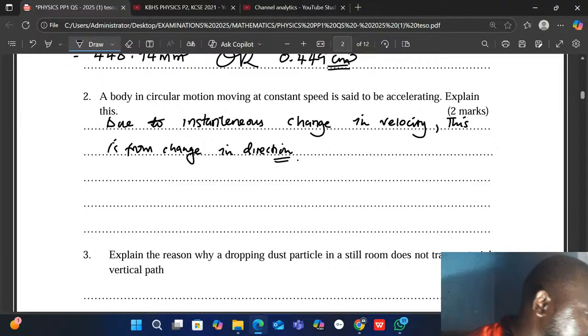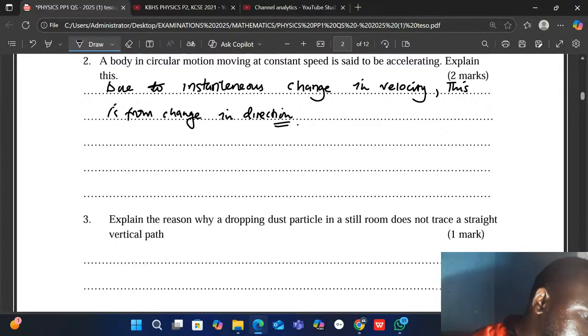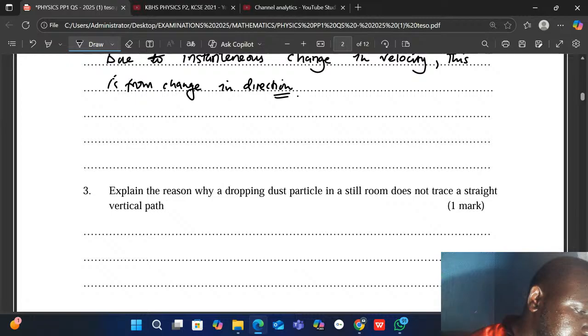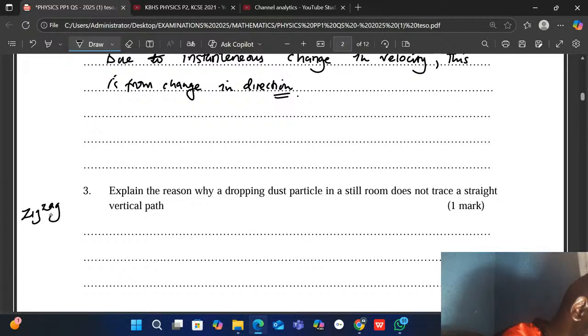Then question 3 reads, explain the reason why dropping dust particles in a still room does not trace a straight vertical path. Remember, these are particles that are in air. Then they will keep moving in a zigzag path. That is the path that they are likely to trace.